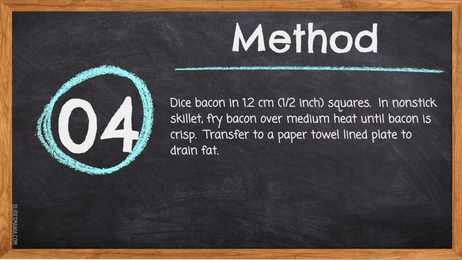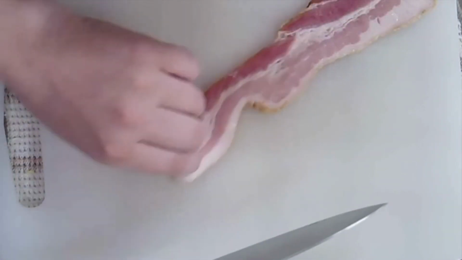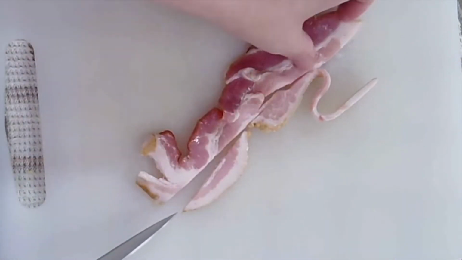Step 4. Dice bacon in 1.2 centimeter, half-inch squares. In a non-stick skillet, fry bacon over medium heat until the bacon is crisp. Transfer to a paper towel lined plate to drain fat. Now, take one slice of bacon and cut it lengthwise, 1.2 centimeters in width. Gather up the strips and we're going to cut across them.